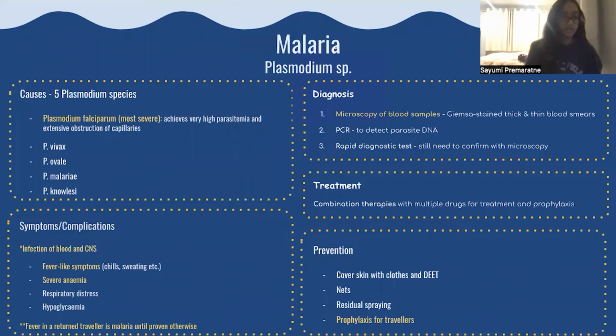In terms of the symptoms, malaria is going to infect your blood and your central nervous system. So you will get fever-like symptoms, but you'll also get things like severe anemia.